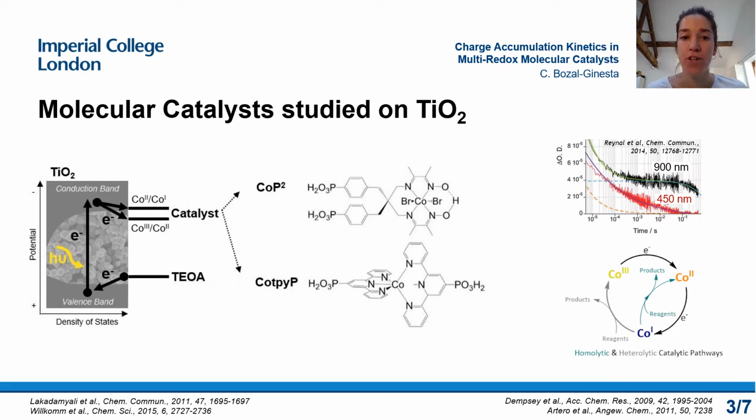In our group previously, CoP2 was investigated in water, and from these results, the first electron transfer was determined to be faster than microseconds. However, in that case, we investigated the optical signal of the charges on TiO2. But here, because we want to distinguish between sequential electron transfers, we will focus on the optical signal of the catalyst and of the catalyst intermediates.